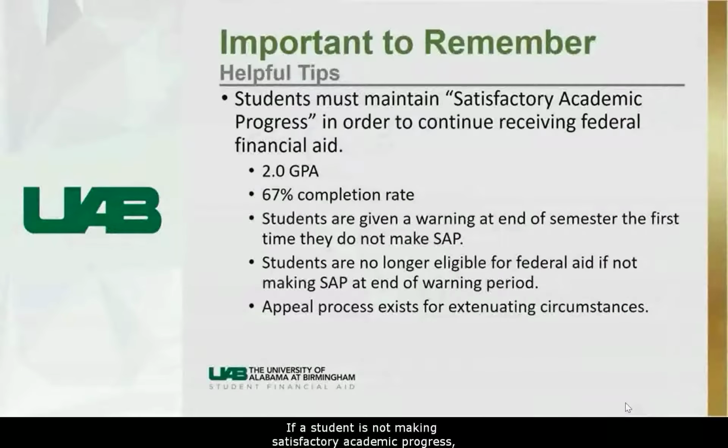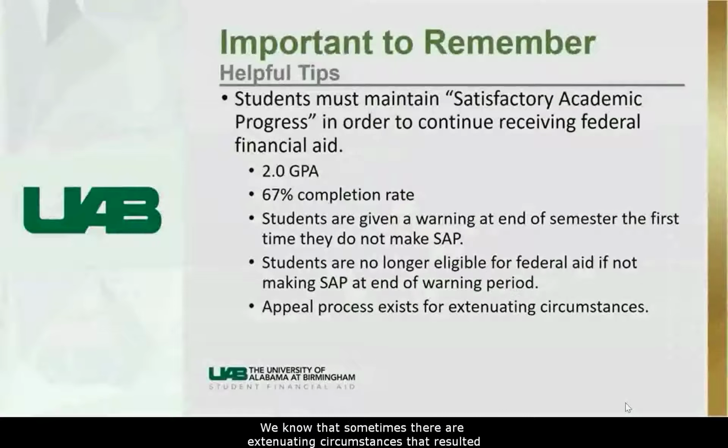If a student is not making satisfactory academic progress, then they're given a warning the first time around. They're actually given a second chance. There's no financial penalty or anything like that that's incurred. They're just given a warning that says, hey, you're not quite doing what you need to be doing. So they're given an opportunity to bring those grades up. If at the end of that warning semester the student is still not meeting those minimum standards, then they're going to be notified that they're no longer eligible for federal financial aid. That's an unfortunate situation and one we don't want to have happen.